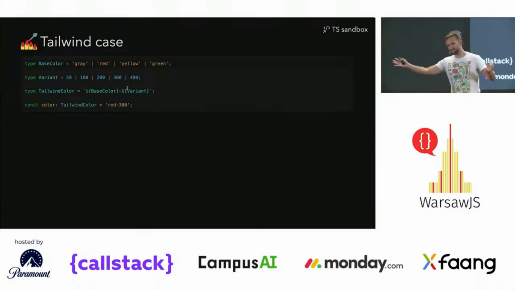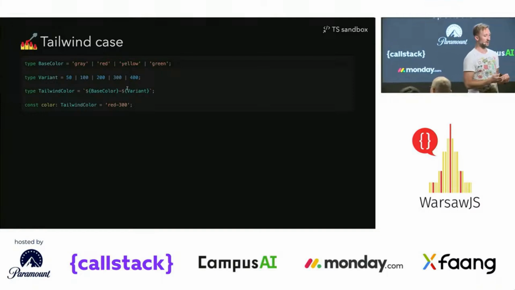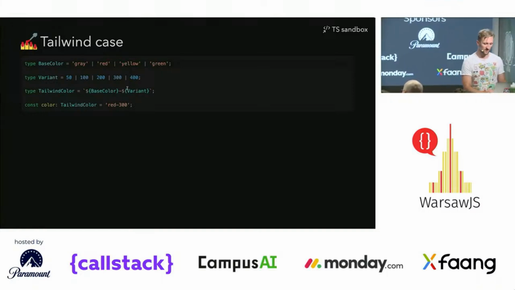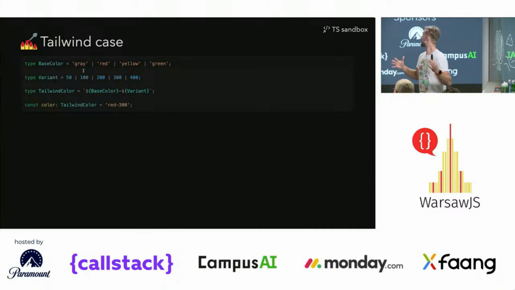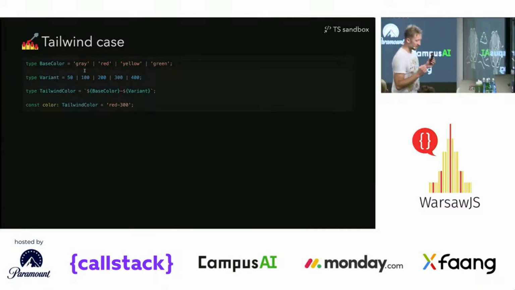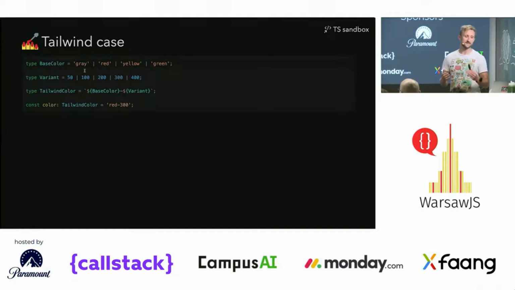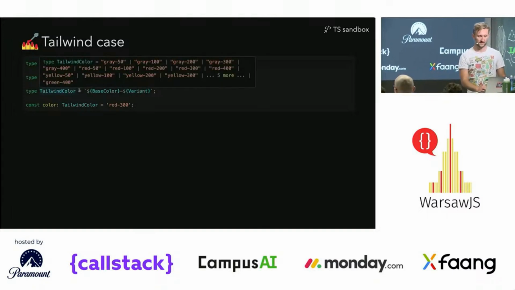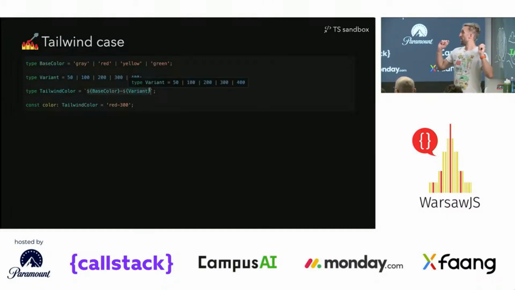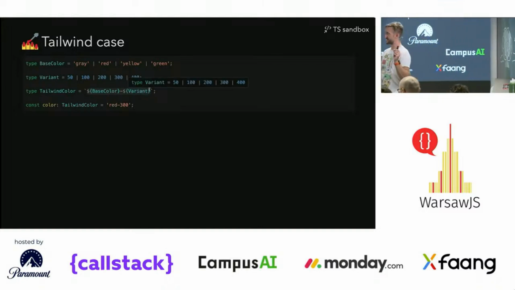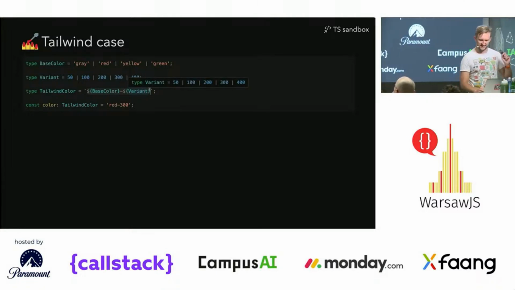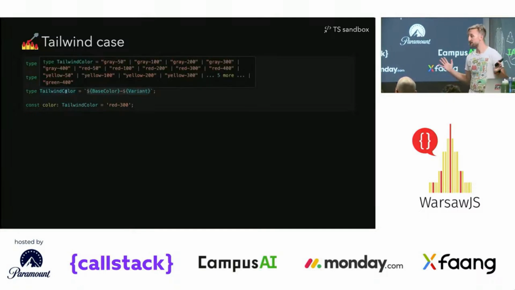If you're using Tailwind, I am, someone? Great. I guess you know this combination of color and the variant. So actually, why not type it, right? We know there is some set of colors, like in my case gray, red, yellow, green, and some set of variants. So the whole set of possibilities is the combination of all the colors and all the variants. So let's just write a type in the very same syntax as template literal strings, with the dollar signs and so on. And voila, here we have it.